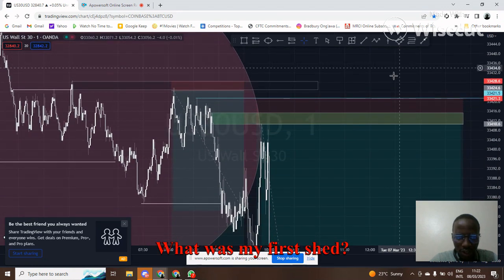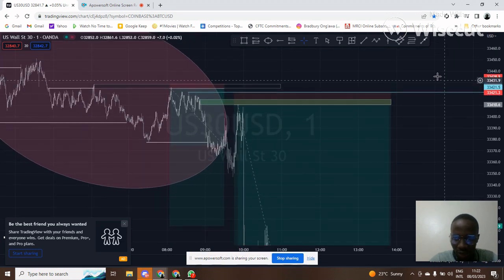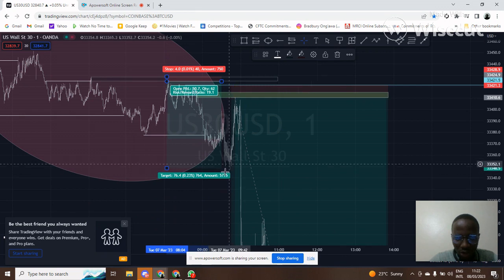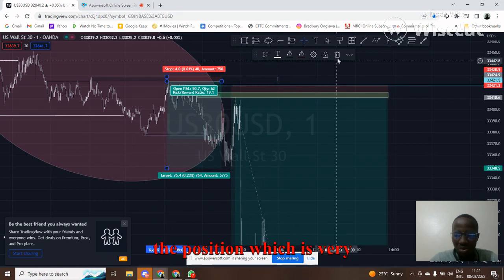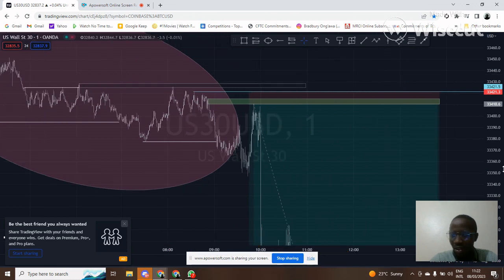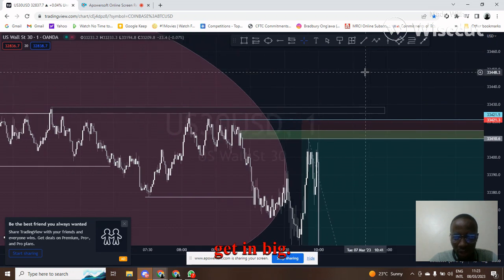That was my first trade. But again, when I saw this wick, emotions jumped over me, and I closed the whole position. I saw these wicks and I closed the position, which was very bad. I was waiting for the 10 a.m. So after closing those positions here, I wanted to get in big.